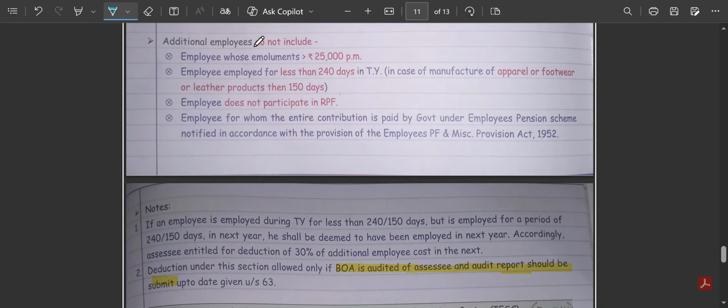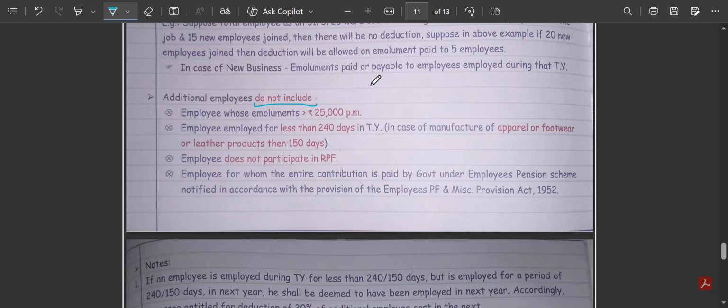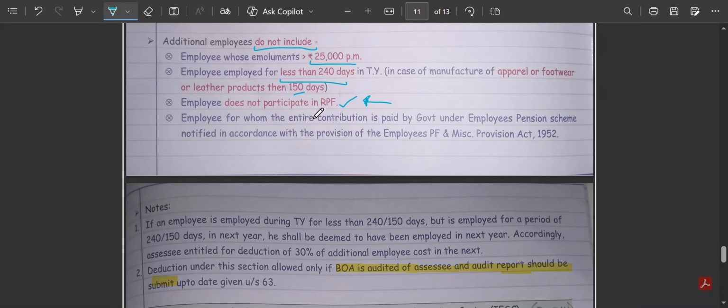Additional employees do not include... This is a negative sentence. Earlier, I explained in the form of positive sentences. So this is going in the other direction. So additional employees do not include those for whom we pay more than 25,000 per month, or who are employed for less than 240 days or 150 days, and who do not participate in RPF. Means the employee should be participating in RPF to be eligible for this deduction. And then those employees who are being paid by the government under the employee pension scheme will not be eligible under this section.